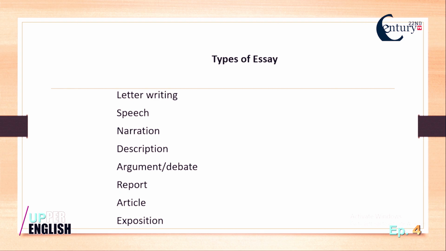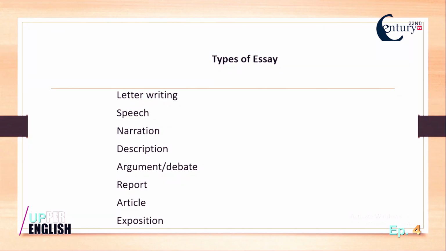So, types of essay. This section, Section A, which goes for 50 marks, lasting for about 50 minutes, will look at the following range of essay questions. It's writing, as you know. That includes formal, informal, and sometimes even semi-formal. And it will look at speech writing, narrative, description, argumentative or debate, report writing, article writing, exposition, and even creative writing. So these are the broad categories under which questions will fall.